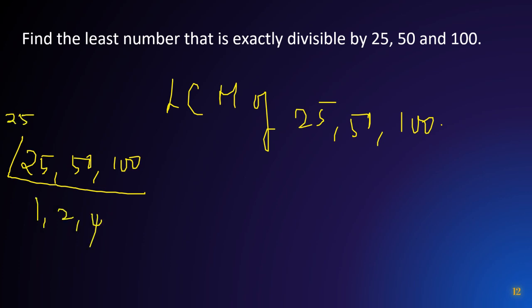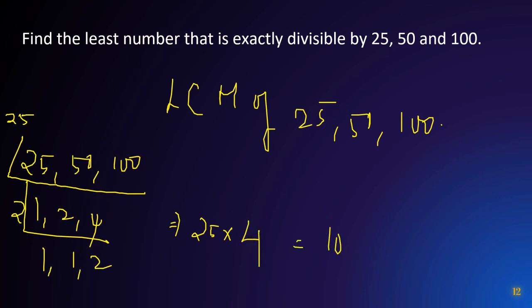So still I can go with 2. This will be 1, and this will be 1, and this is 2. So I can directly take this as 25 into 2 into 2, which is 4. So 25 into 4 gives me 100. So the LCM, that is the least number that will exactly divide these three numbers, is 100. Likewise, the rapid information list will give you enough information about questions based on HCF and LCM.